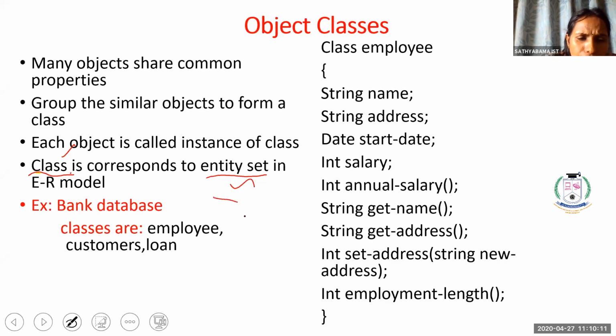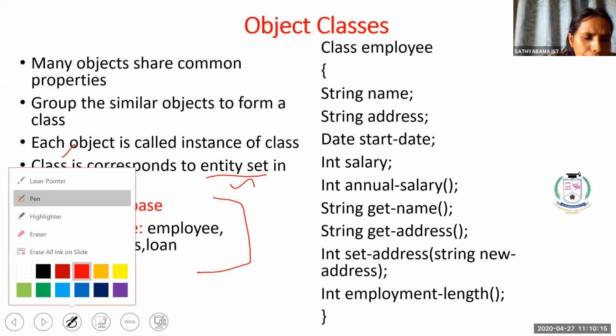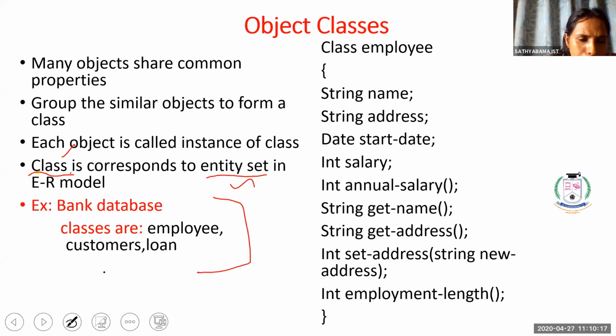And for this, we have taken up an example. Say, for example, taking a bank database again, here we have classes. What are the classes? Employee is one class, customer is one class, and loan is one class. Yes or no? Every class, as already said, is an entity set. Correct? Every class is an entity set. In that way, you have to correlate your object model with your entity relationship model.